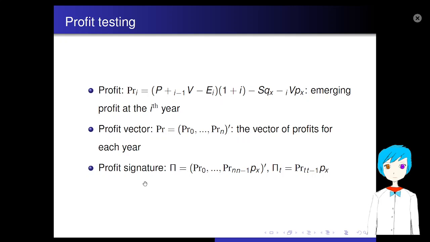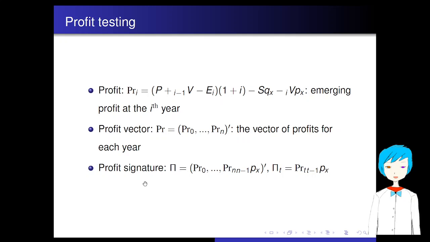For the ith year, the profit PR_i is the premium plus the reserve or the policy value, minus the expense, times the interest rate i, plus i, minus q_x, this is the death claim, minus the policy value to be withheld for the next year, times the survival probability p_x. Combining the profits for different years together, we will have the profit vector, PR equals PR_0 to PR_n. This is for the n-year term insurance.